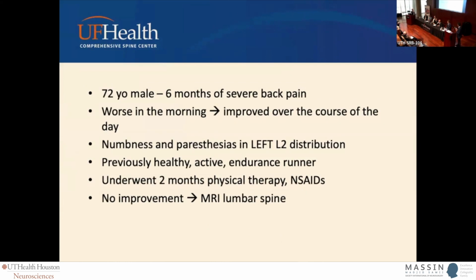So this is real quick, 72-year-old guy, 6-month history of back pain. Prior to that, always healthy, very active, never had back issues. He described the pain as worse in the morning and would improve over the course of the day. And he had this L2 distribution sensory deficit. Again, he was very active at baseline. He was actually an endurance runner. And so he initially underwent conservative therapy for this back pain, but he had no improvement.